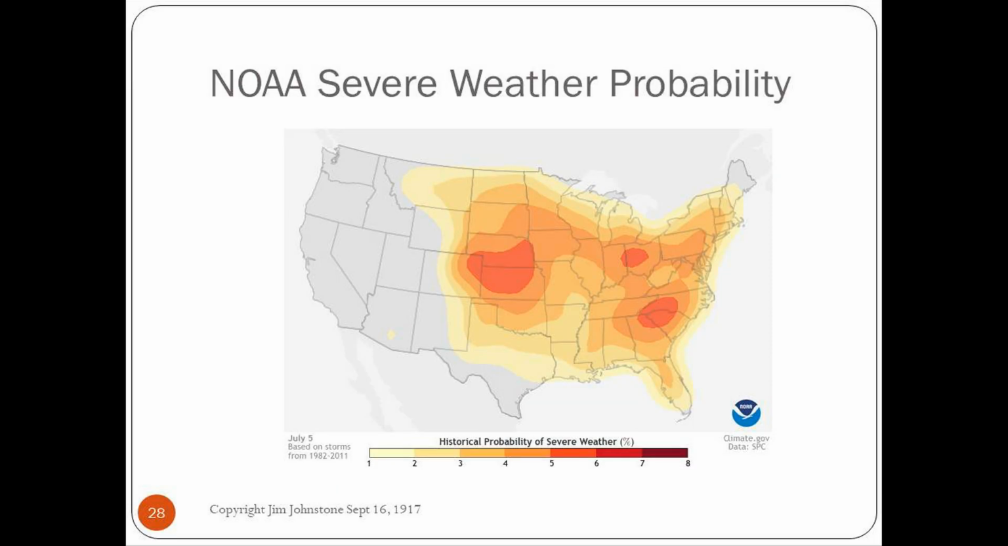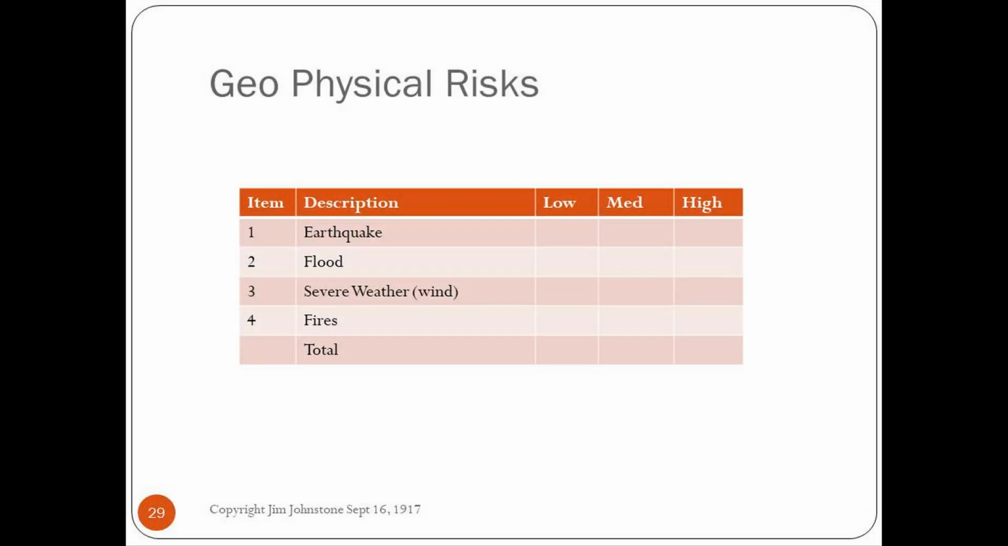Here's the NOAA map showing the severe weather probability. You can get this from NOAA, a government agency, and they'll be glad to plot this for you. It's available from their website. And red means more probability of severe weather, and then yellow is less probability, and the gray is pretty much fair weather most of the time. So once again, we can go back to our matrix and we can rank each one of these disasters by low, medium, or high for each one of our suppliers based on their geographic area.